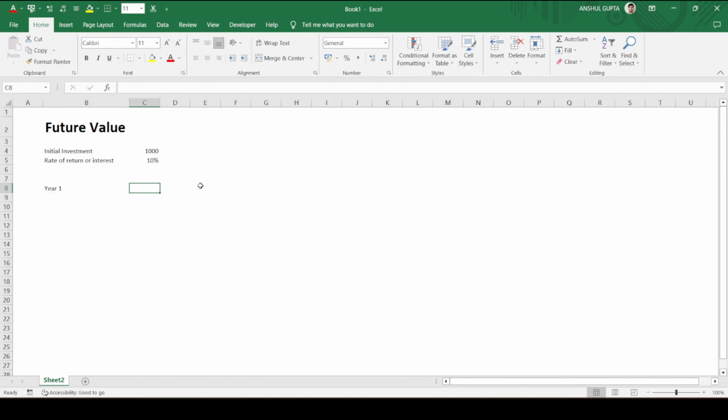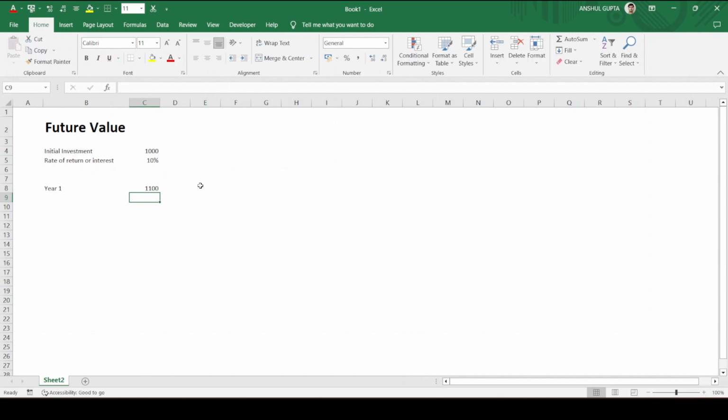The value after 1 year is equal to, the first thing we need to take is the initial investment. We need to multiply this by bracket interest component plus 1, close the bracket and press enter. So the value of 1,000 rupees after 1 year, considering the interest component, that is 10%, is 1,100.